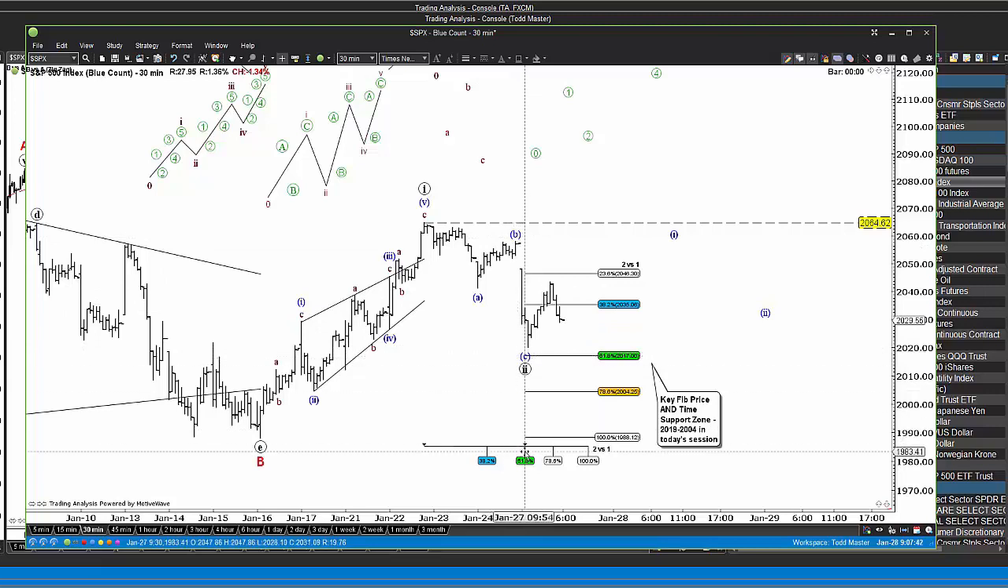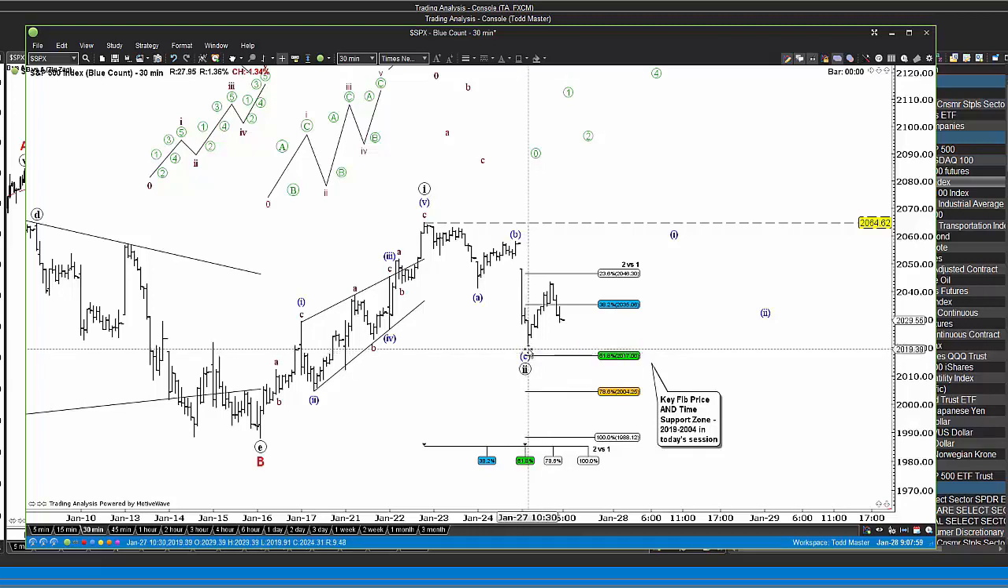Also, you'll notice that we tested the 618 time retracement right there, and the 618 price retracement was right there. So this is when price and time collide. Just missed it. It would have been at 2017 at 10 a.m.